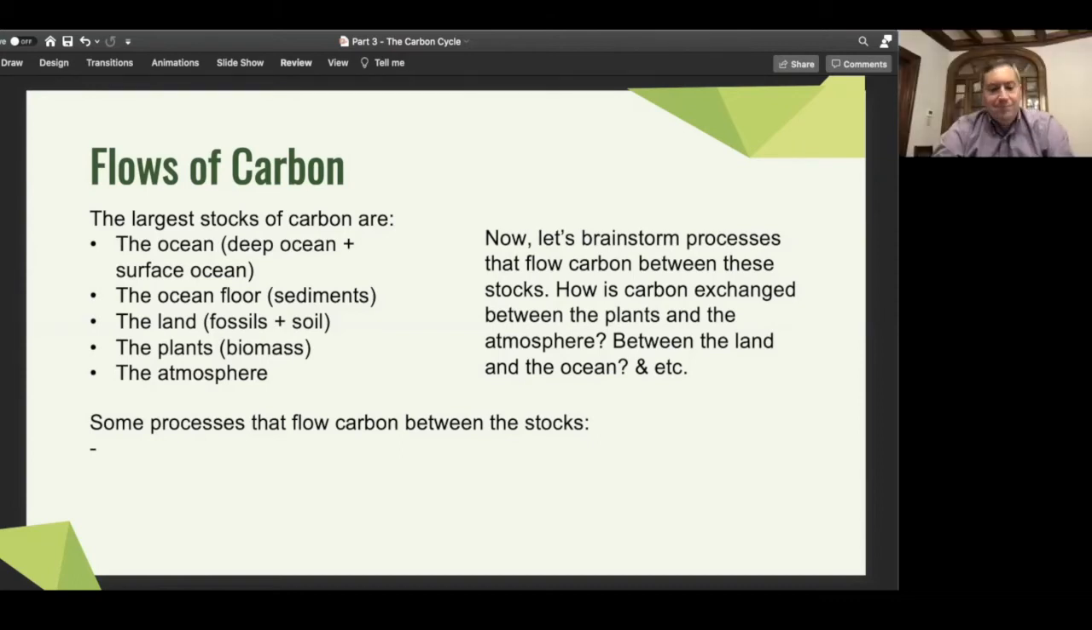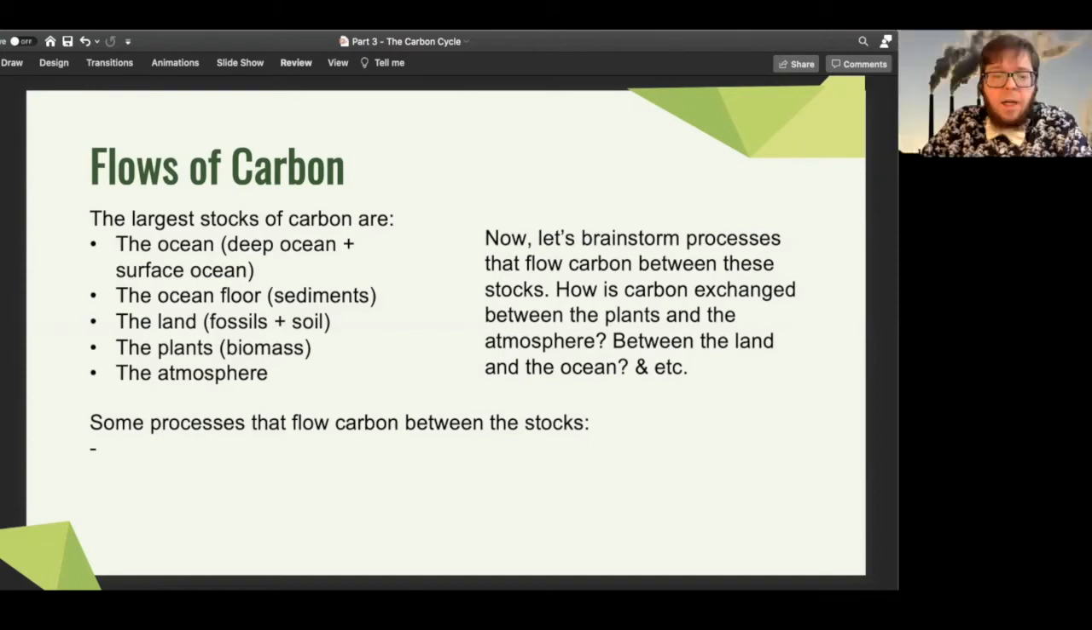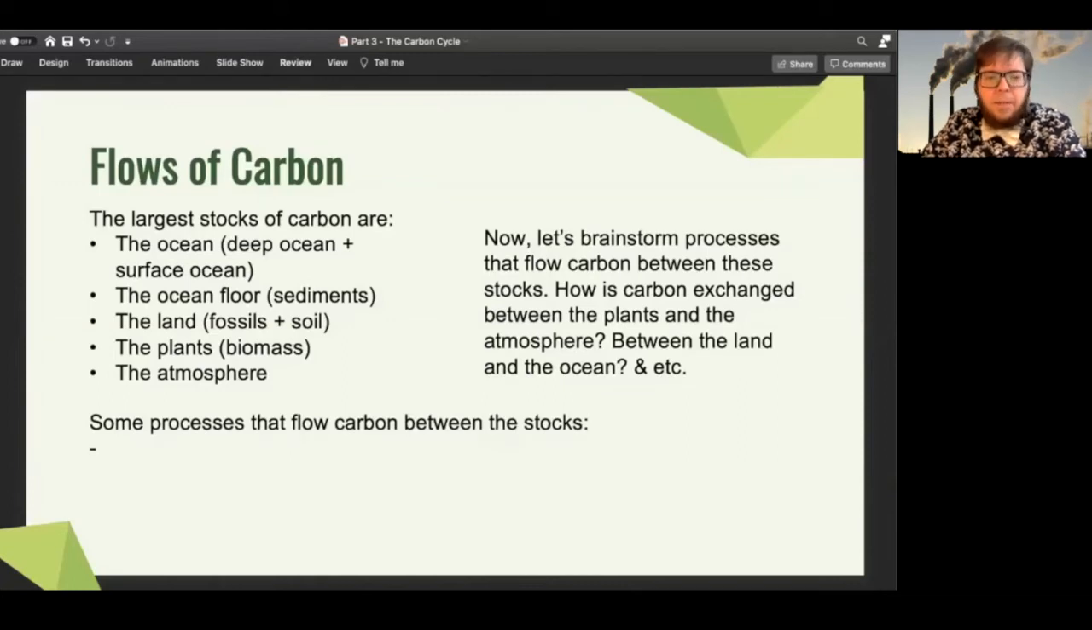So, once again, take any guesses you can make. Put them in the Zoom chat. Transpiration, good. Somebody knows their biology, right? Transpiration. What else we got? What else can move carbon between these things? How do I move carbon around between the ocean, the land, the plants, the atmosphere?